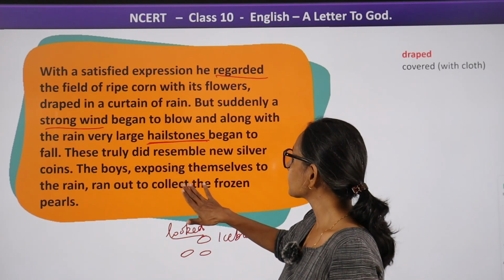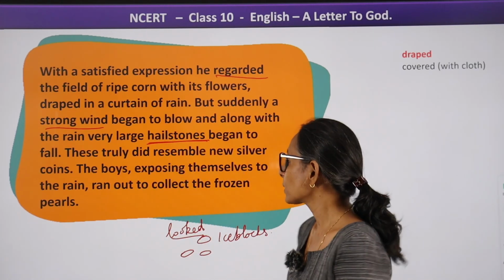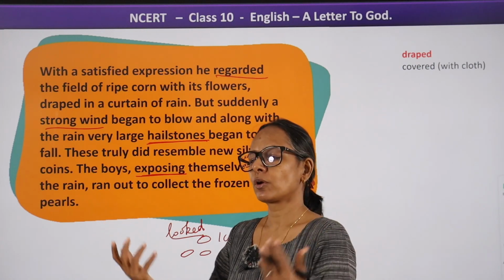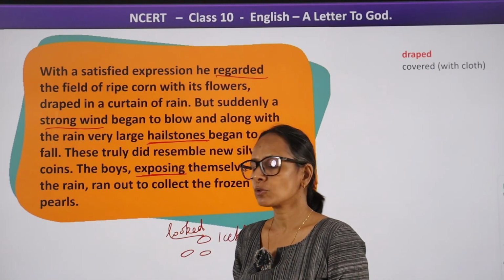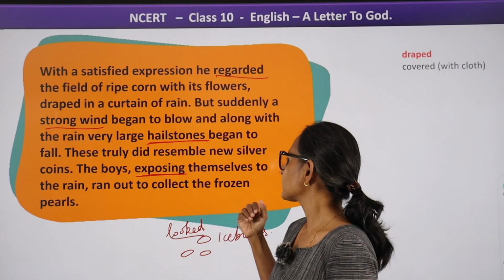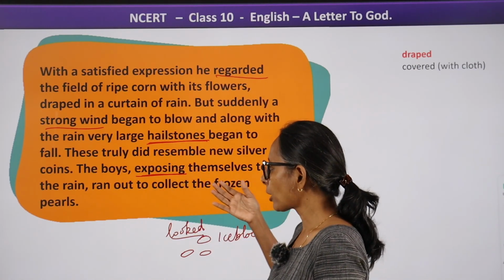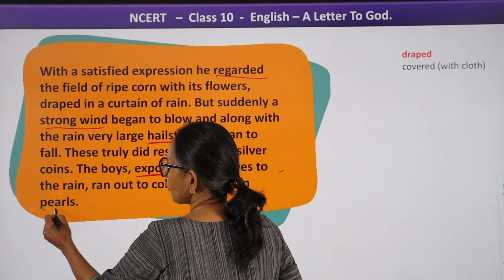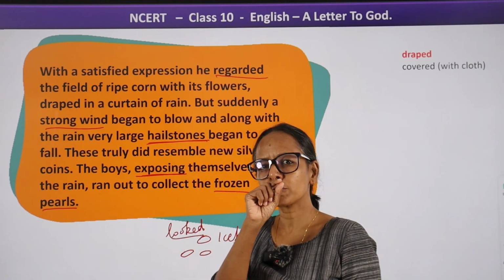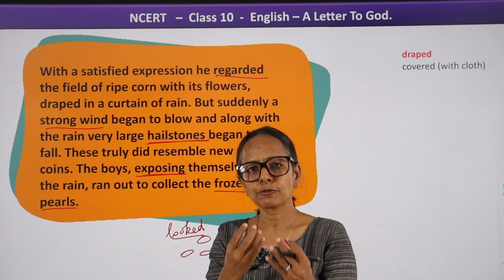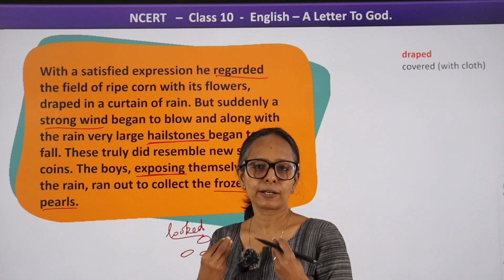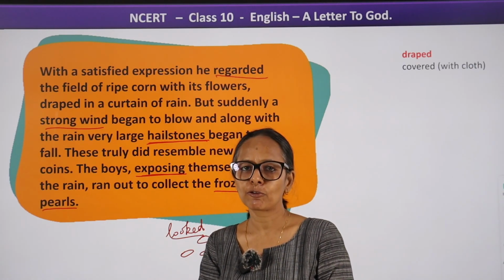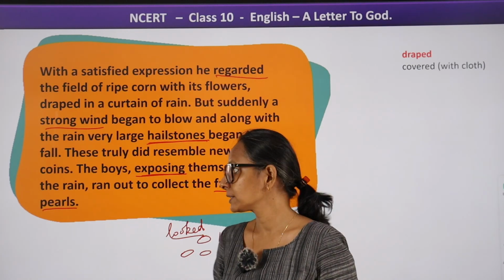The boys exposing themselves to the rain. What does exposing mean? Expose is to reveal, to show, to reveal to someone. Okay, so the boys exposing themselves to the rain ran out to collect the frozen pearls. What is frozen pearls? We all know what pearls are. Pearls are those round, beautiful structures that we get from oysters, right? We also make beautiful jewelry. You would have seen, you would have worn, and you would have also seen people in your houses wear jewelry made of pearls, earrings, necklaces, bangles, and stuff.